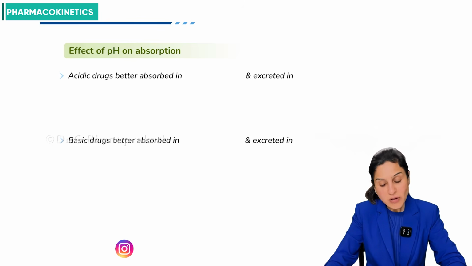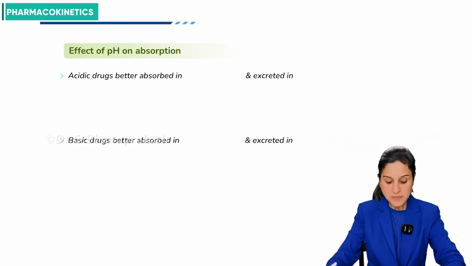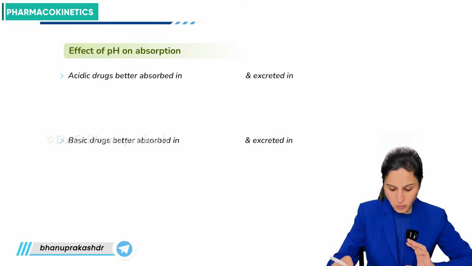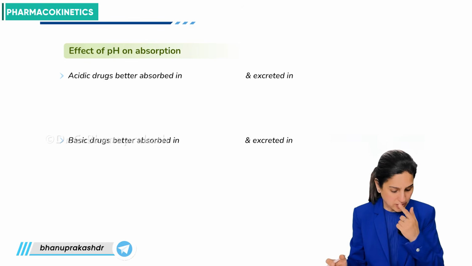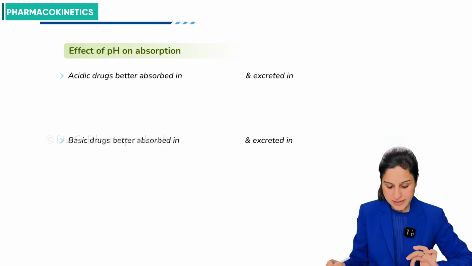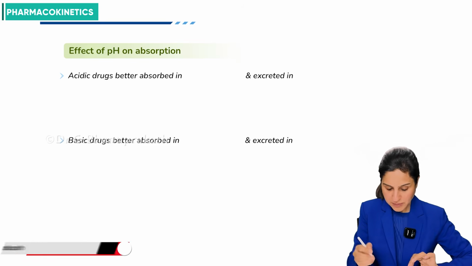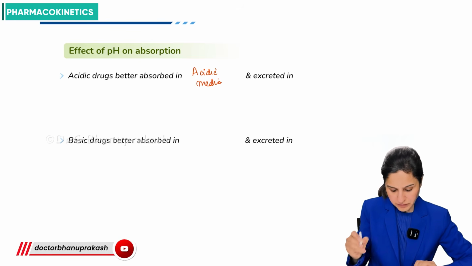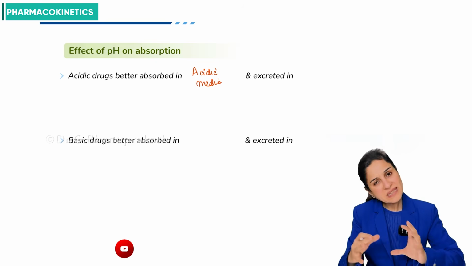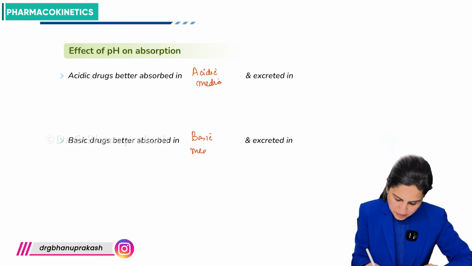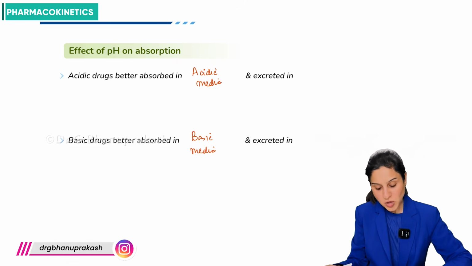Okay. So what is now the effect of pH on the absorption of a drug? Let's see here. We have two drugs. One is an acidic drug and the other is a basic drug. Let's see how the absorption and excretion can differ in each. Acidic drugs, always remember, are better absorbed in the same media, that is the acidic media. And basic drugs are also better absorbed in the same media, that is the basic media. So same medium, better absorption.